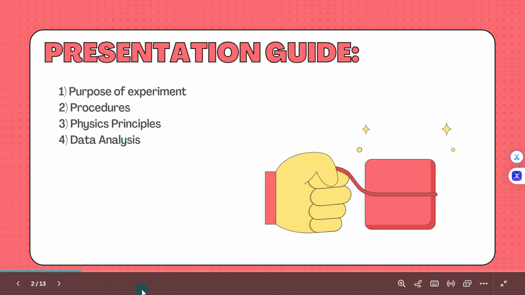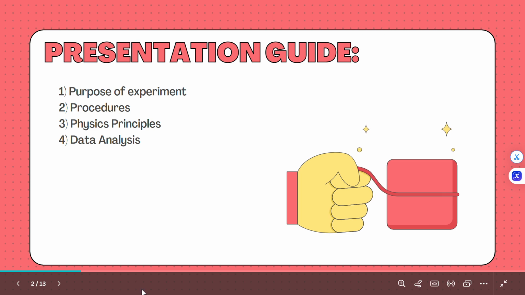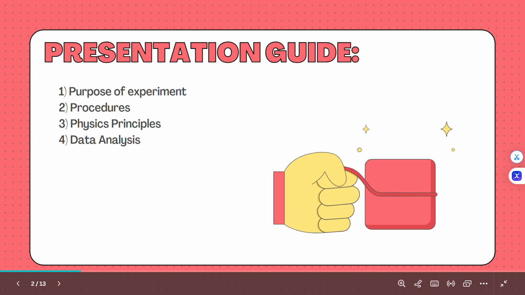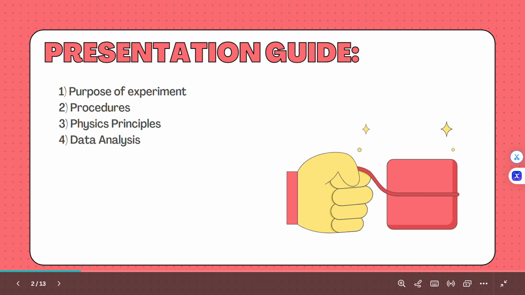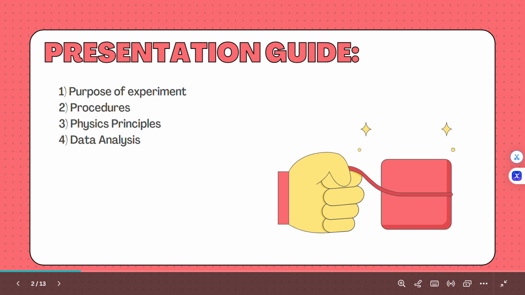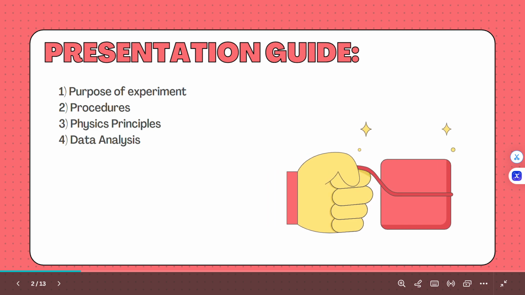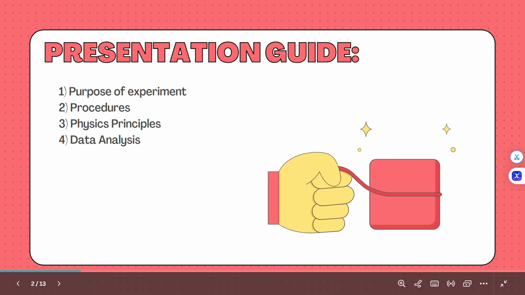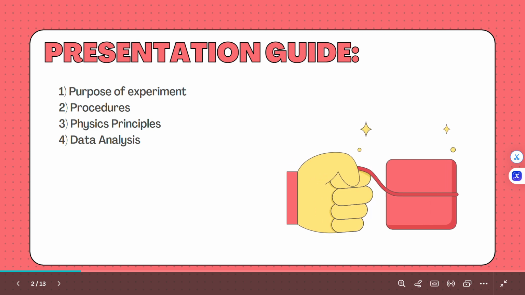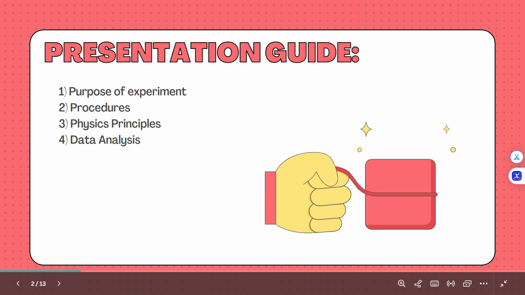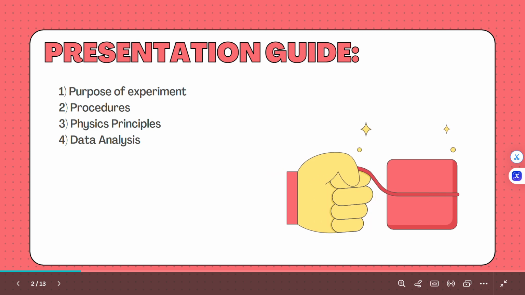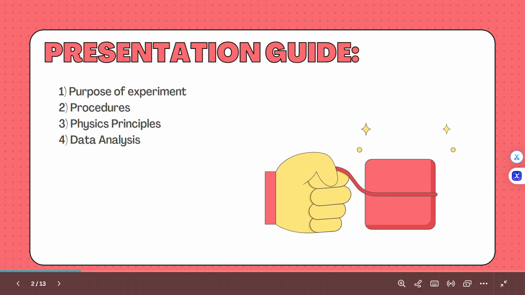Okay, so today in my presentation, I'm going to be discussing the purpose of the experiment, as well as the procedures that I took and the physics principles involved in them. And then I'm also going to be looking at the data and analyzing it and giving you a conclusion on what I found, and also answering some questions about if different things happened within the experiment and how the experiment would be impacted.